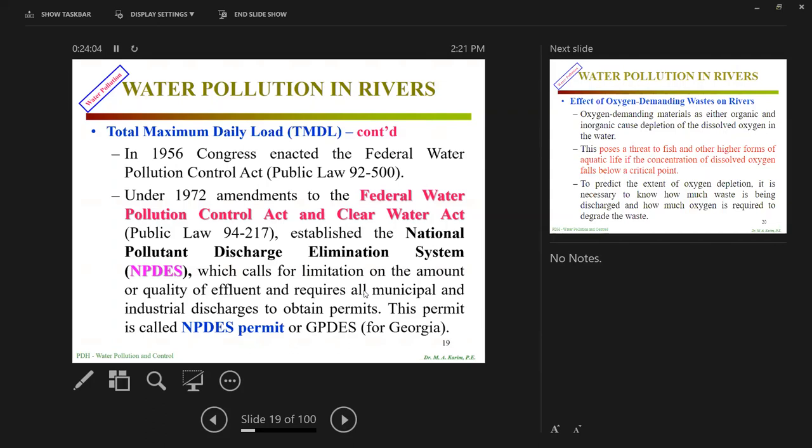So this calls for limitation of the amount and quality of effluent from all municipal and industrial discharges. This permit is called the NPDES permit, or GPDES for Georgia. I think most of the time it is the NPDES, National Pollutant Discharge Elimination System. It is administered by the federal government.